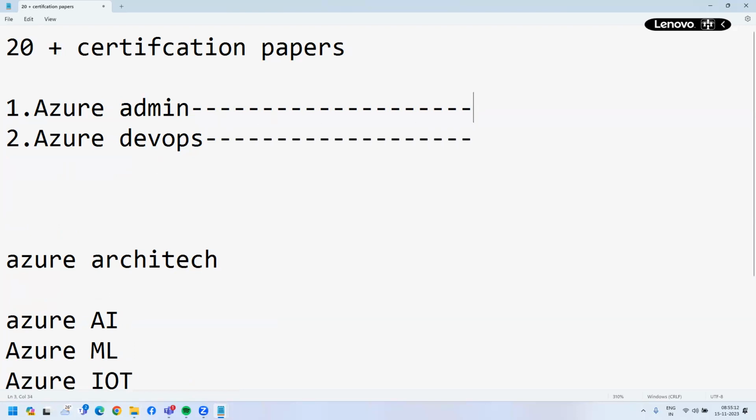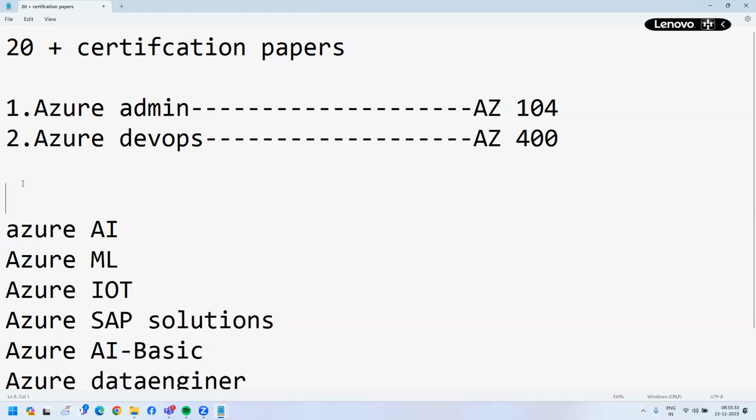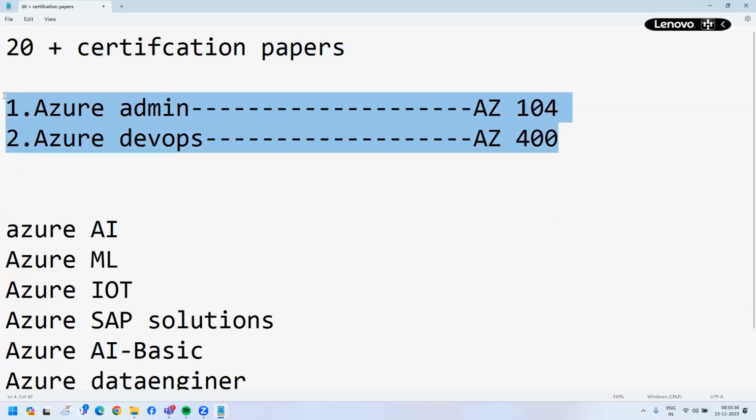The certification paper here is AZ-104 for administration and AZ-400 for DevOps. Whoever has more than 10 years of experience can go and certify for AZ-305, that is the Azure architect. At this moment, let us not discuss all these things. Now I am going to point out only these two certification papers. If you have any questions, feel free to ask me. This is the overview of Microsoft Azure.